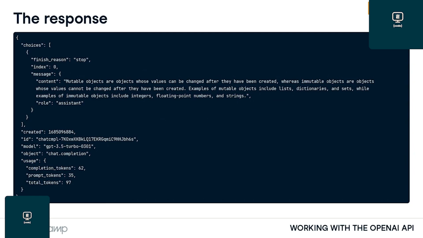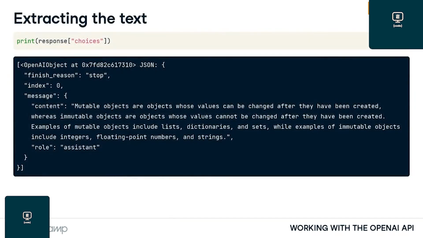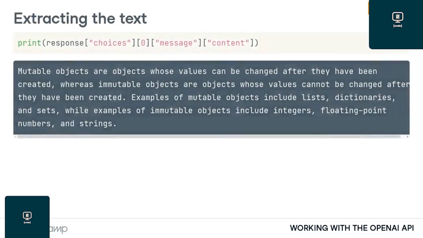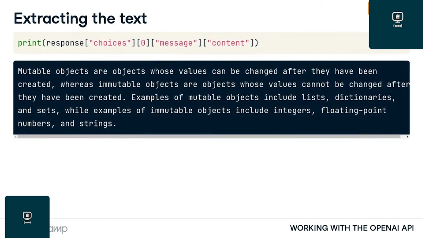To extract the text from the choices key at the top, we extract the value from the key with square brackets, which returns a list with a single element. Next, we'll subset the first element from that list, which returns a nested dictionary. Finally, we can access the content by subsetting the values from first the message key and then the content key. We can see that the assistant stayed true to the system message, only using 2 sentences in its concise explanation.